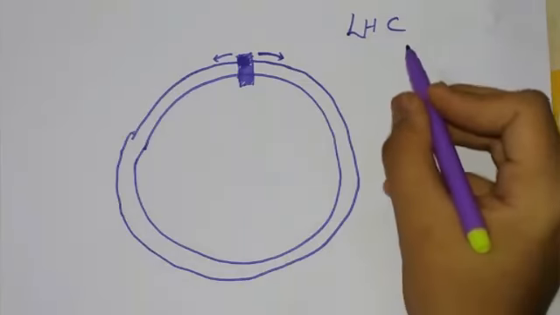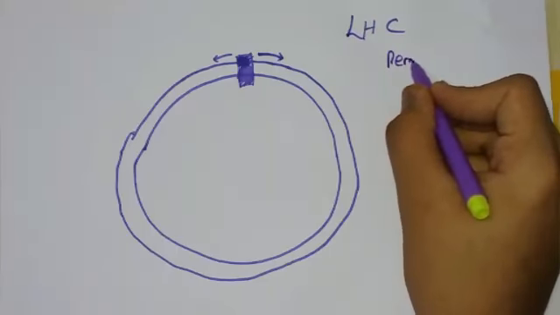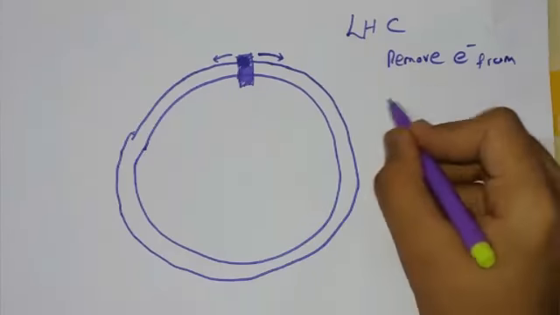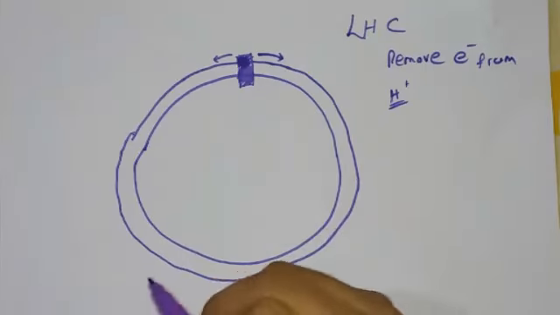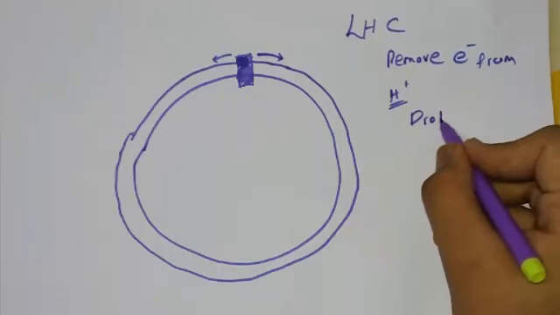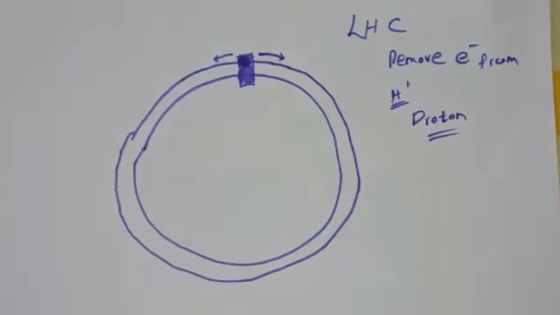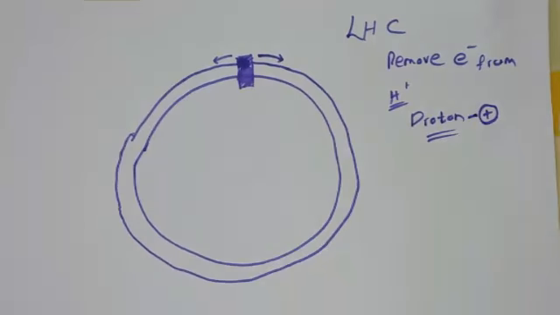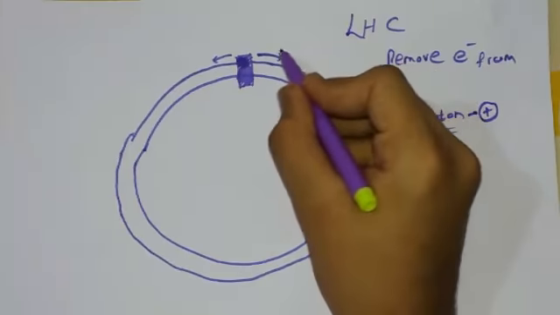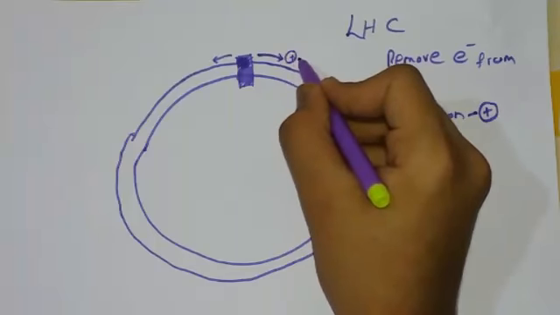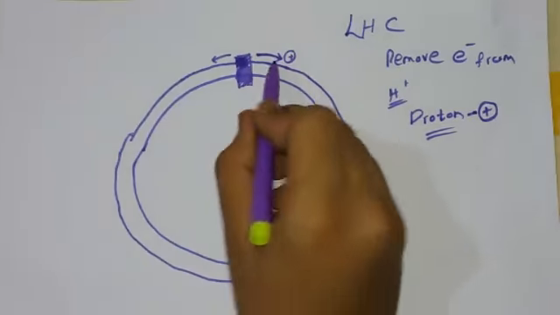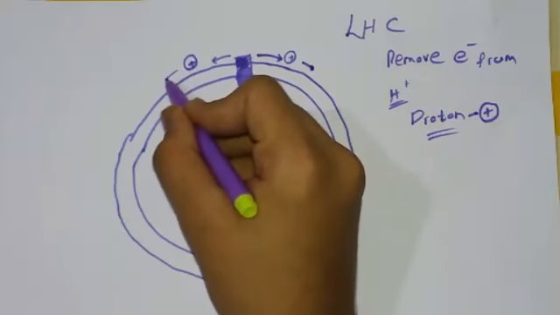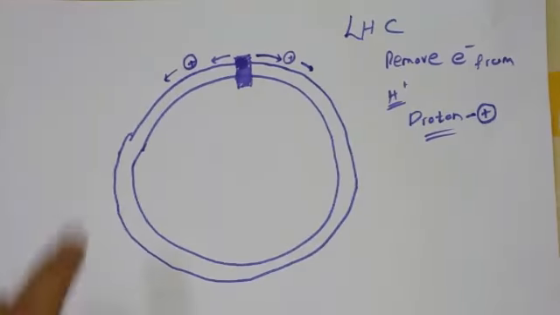Now what we do here is we simply remove an electron from hydrogen to gain a proton. Since hydrogen doesn't have any neutrons, we get a proton, which we can denote by positron. And what we do here, we accelerate one positron from the clockwise direction, and another positron from the anti-clockwise direction, from this direction.